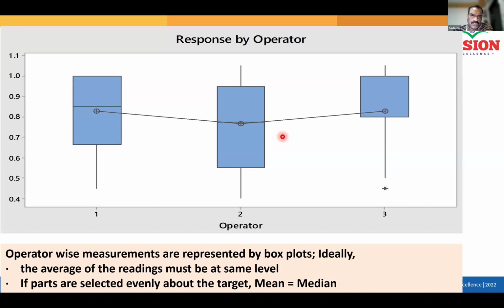2 is different from 1 and 3, measuring differently. If all three follow the same way of measurement, all their averages will be on a perfect horizontal line. Now we could easily make out 2 is placing his average far below the average values of 1 and 3. And so you have got something to do with operator 2.